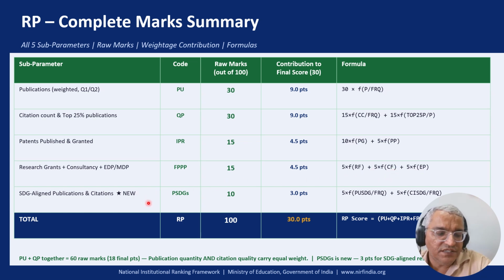SDG aligned publications and citations has 10 marks. If you multiply by 0.3, it gets converted to 3 points. In that, 5 marks is for papers published in SDG captured from Scopus. 5 marks is for citations for such publications per faculty. So this total is 100 marks. Multiply by 0.3 gets converted to 30 points. So this is the second most important parameter in NIRF, which is called research publications.